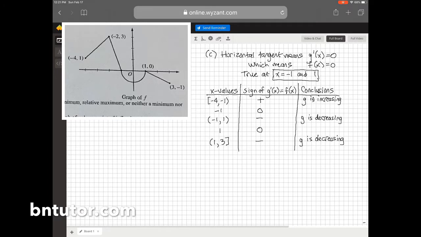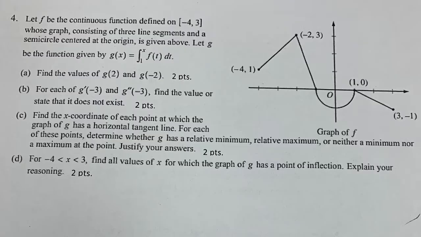Since we had g increasing and then decreasing at negative 1, that means we have a maximum. And since at 1, g went from decreasing to decreasing again, then it is neither a maximum nor a minimum.